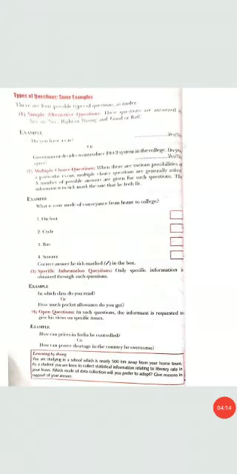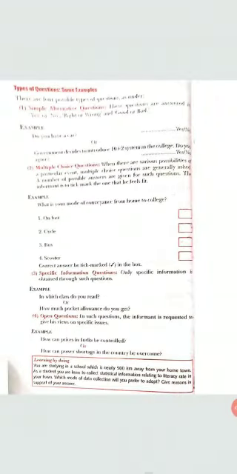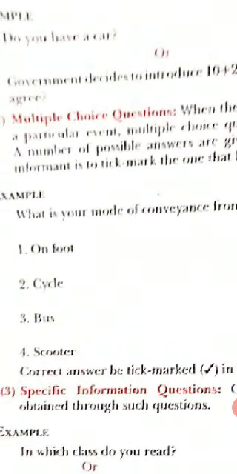Now these are the different types of questions that can be asked in the questionnaire. First is simple alternative questions. These are questions that can be answered in yes or no, or right or wrong. Like we can ask, do you have a car? The person can give the answer yes or no. Second is multiple choice questions. Multiple choice questions have multiple options and the respondent can mark any one option, like what is your mode of conveyance from home to college? Four options are given: on foot, cycle, bus and scooter, and the respondent can mark any answer.